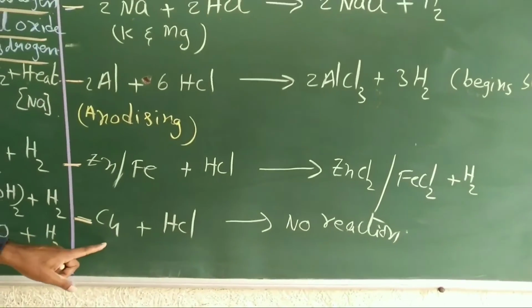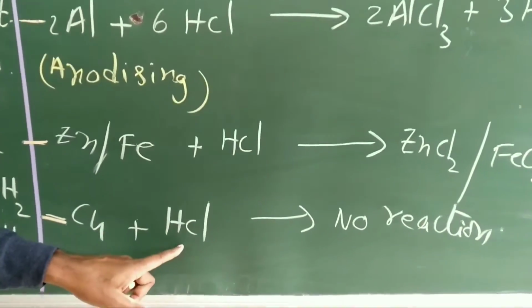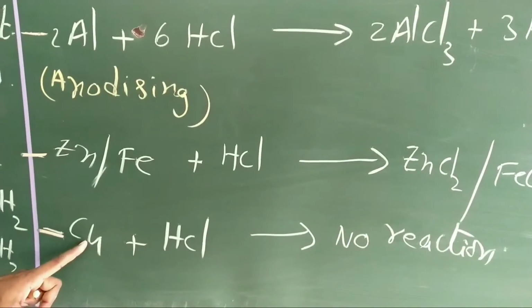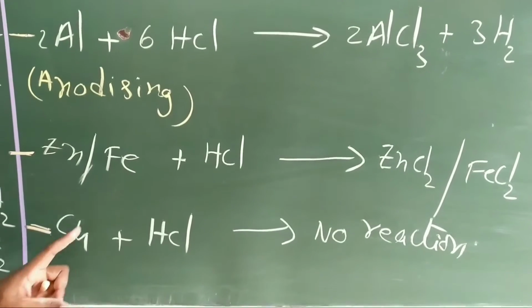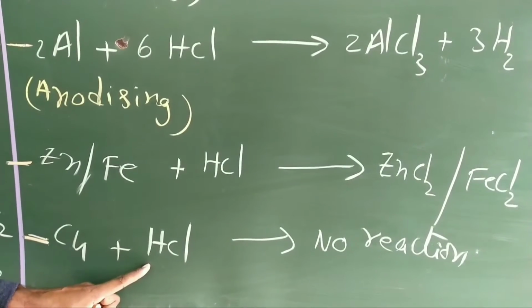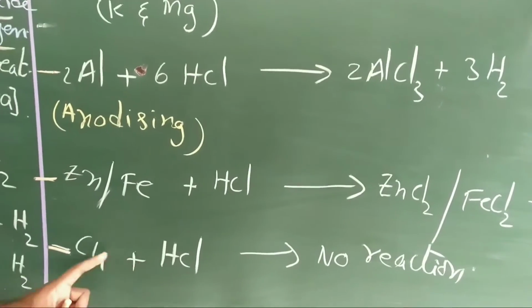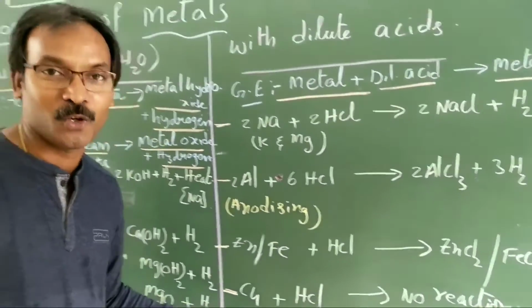When it comes to copper, it generally won't react with the hydrochloric acid. In the previous lesson we understood that copper is less reactive than hydrogen in the activity series. That's why copper cannot displace hydrogen. That is the reason copper cannot react with the hydrochloric acid.